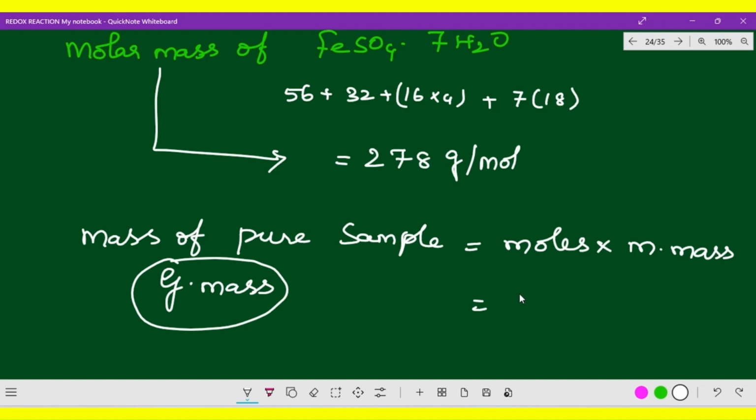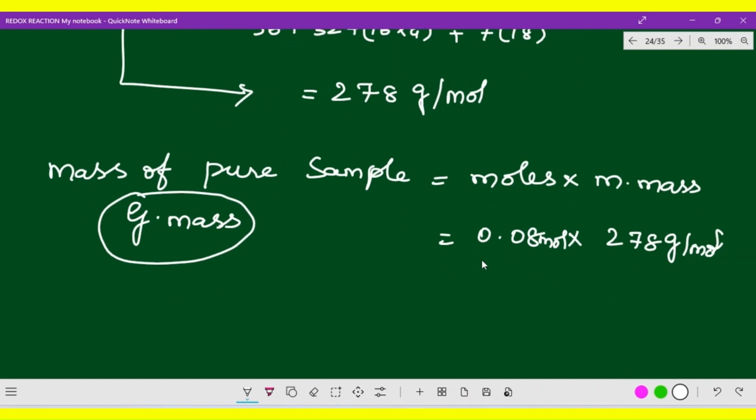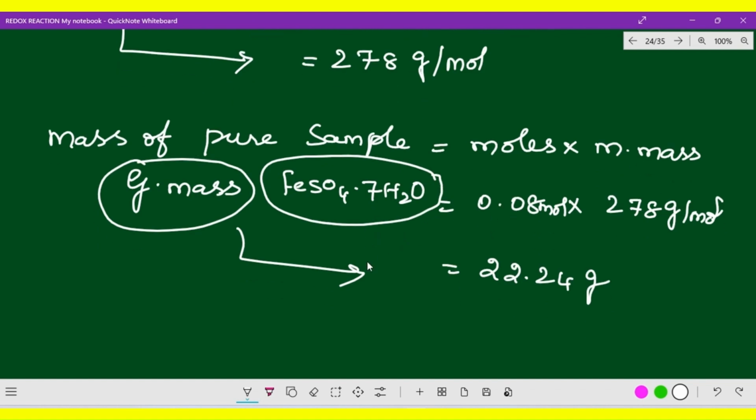So let us apply the values here. This point here, moles into molar mass. So here moles into molar mass, that is 0.08 moles of sample, how much they have given. Into molar mass, how much is it? 278 gram per mole. So this is given mass. Moles and moles will be cancelled, so you'll be getting gram. So how much is it? 22.24 gram. That is given mass of FeSO4.7H2O. I hope you are receiving the correct idea of how we are solving.